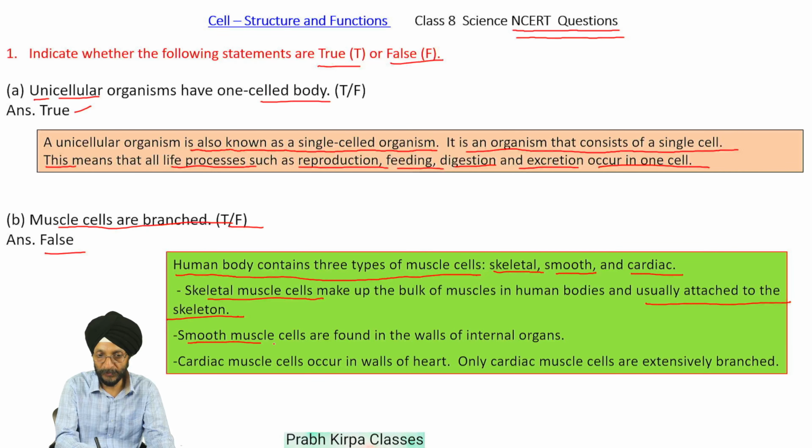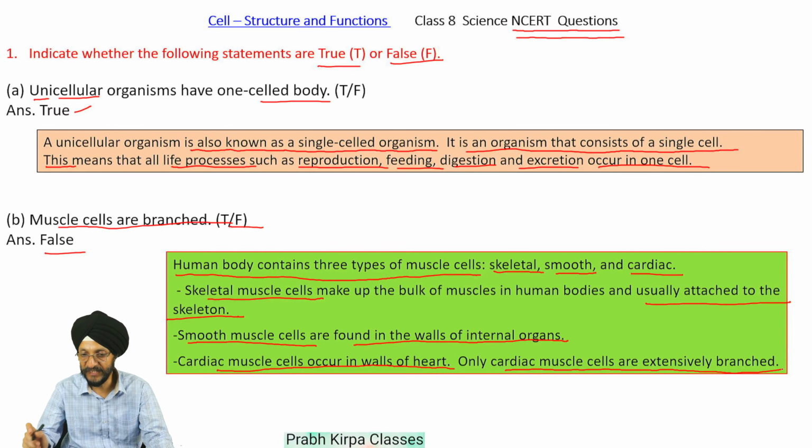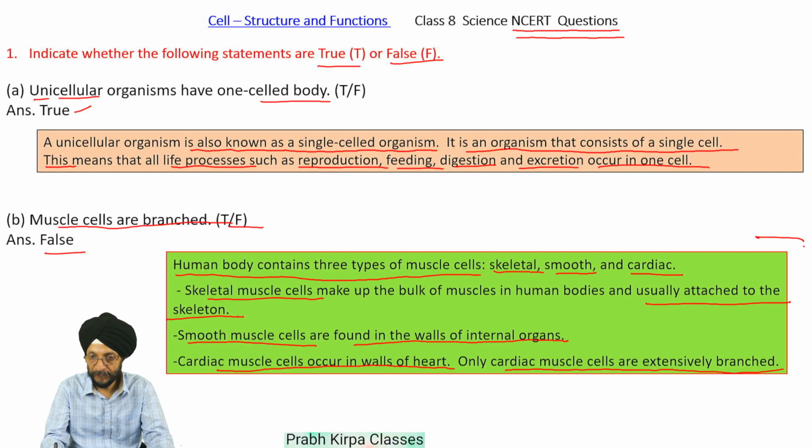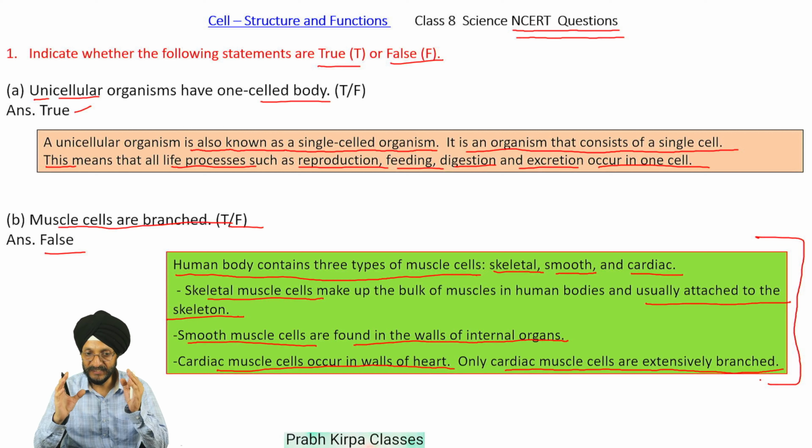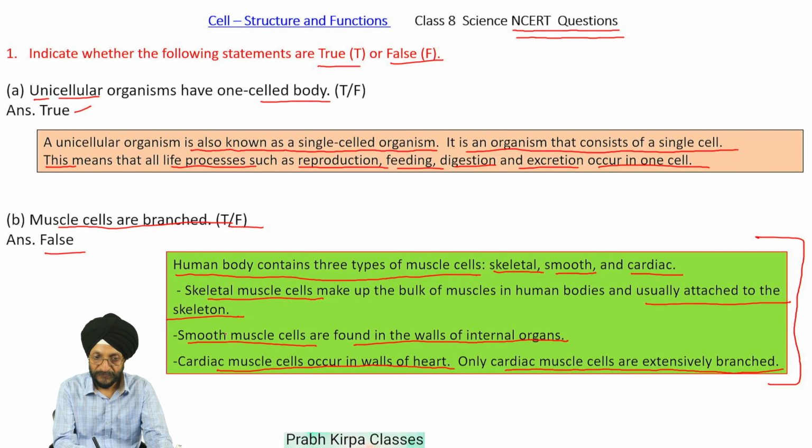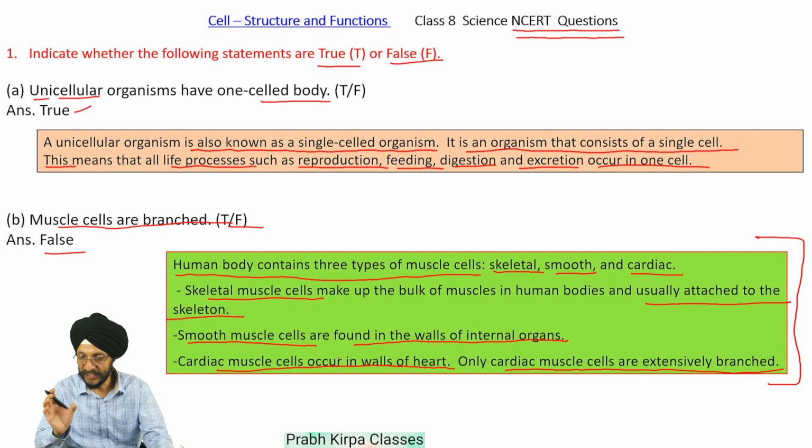Second is smooth muscle cells. They are found in the walls of internal organs. Cardiac muscle cells occur in the walls of the heart. Only cardiac muscle cells are extensively branched. So after going through this, you find that most of the muscle cells in our body are skeletal muscle cells, and only the cardiac muscle cells are extensively branched.